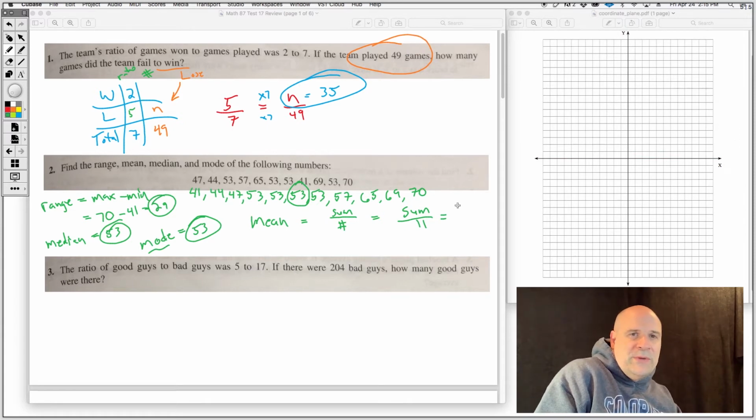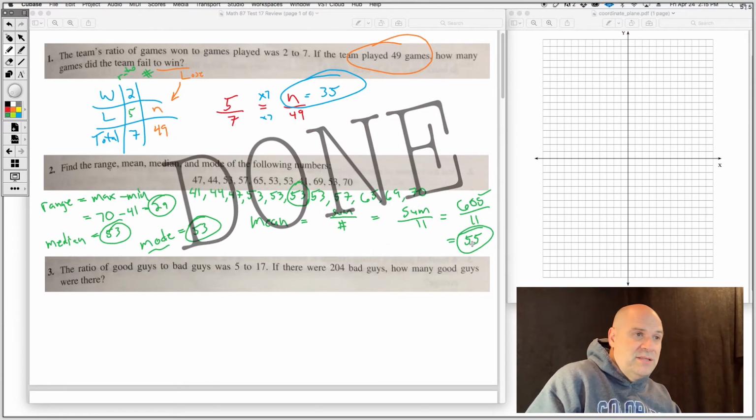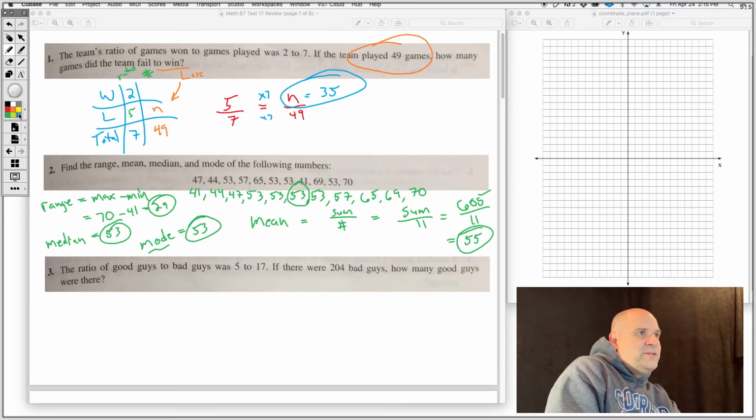Okay, so when we add all those together, we get 605 over 11, which is just 55. Okay, that makes sense. So that's worth 4 points. Number 3, the ratio of good guys to bad guys was 5 to 17.